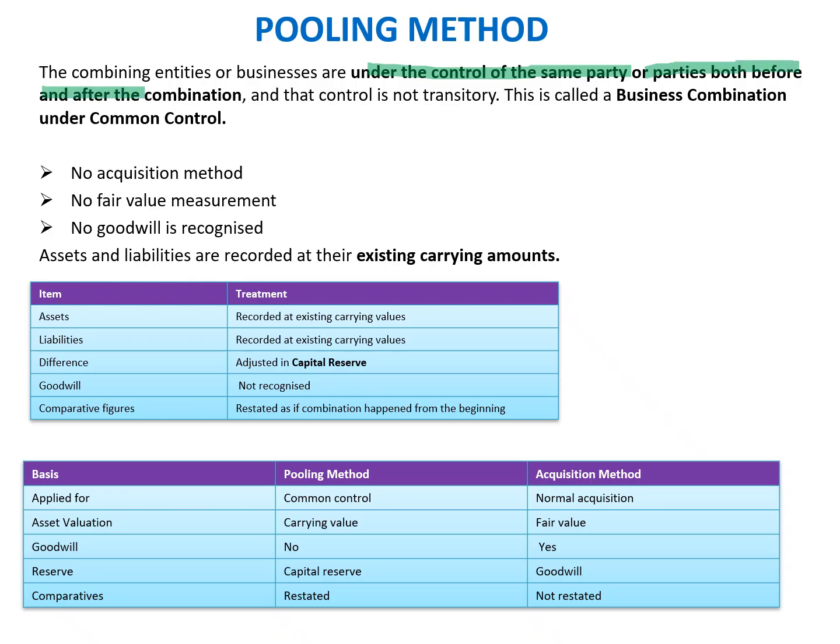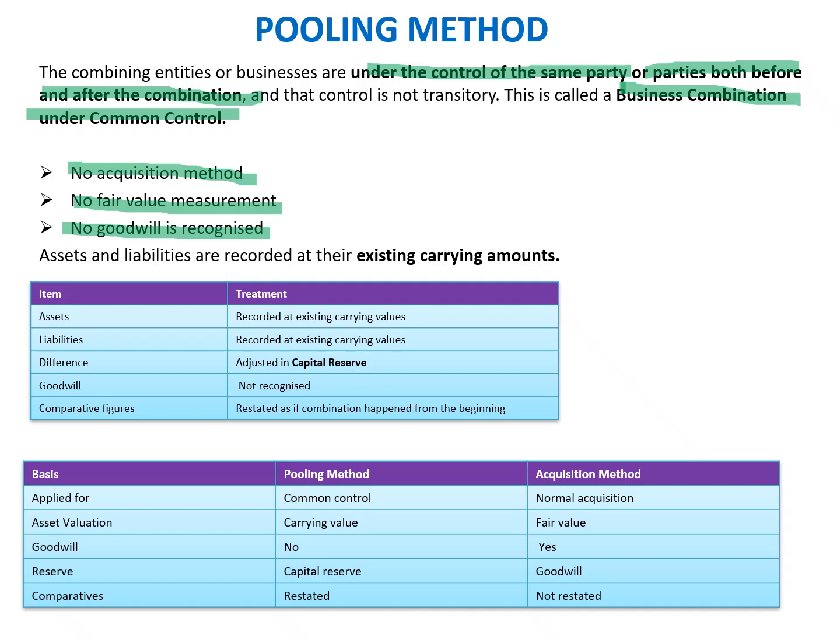Basically, this applies to a situation where the common control is on the same parties even before and after the acquisition, and that control is not transitionary. This is called a business combination under common control. So in this situation, no acquisition method is applied, no fair value measurement is done, and no goodwill is recognized. So simple. It is not treated as a normal acquisition, on which we have to do the fair valuation and on which the resultant goodwill or capital reserve would arise.